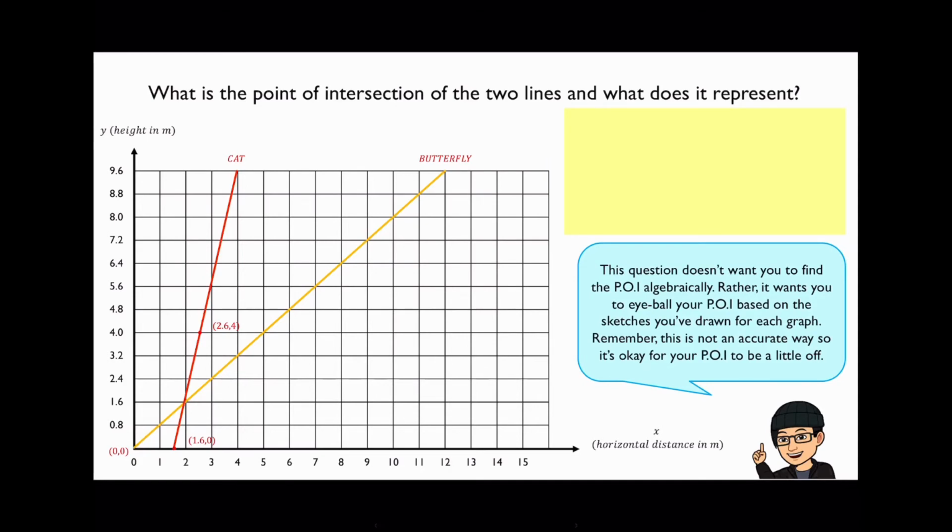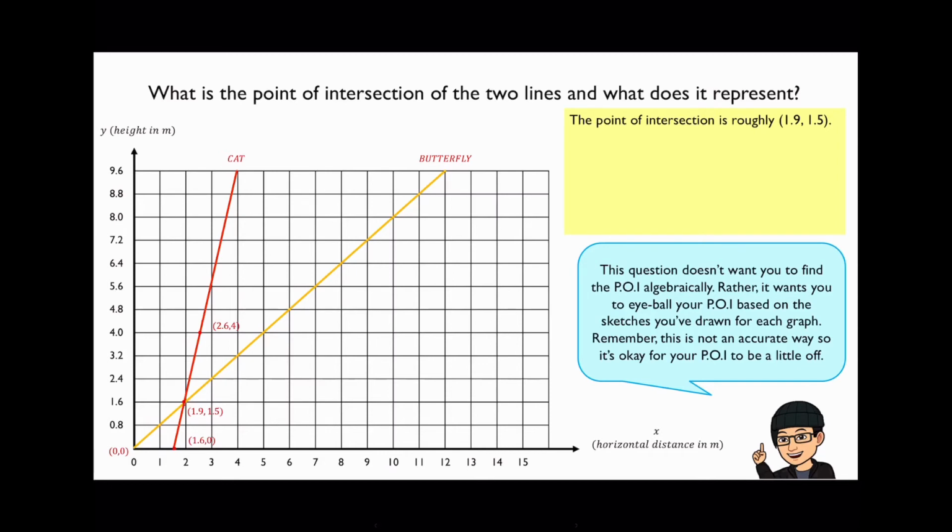So in this case, notice that your point of intersection is just before 2 in terms of the x values, and it's just underneath 1.6. So I'm going to say that my point of intersection is roughly around (1.9, 1.5). So that is going to be my point of intersection. And as I said, it doesn't matter if this value is slightly off from the legitimate answer, because this is an inaccurate method.